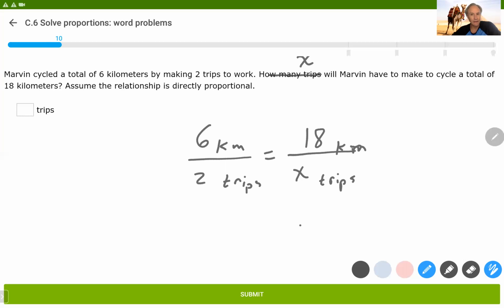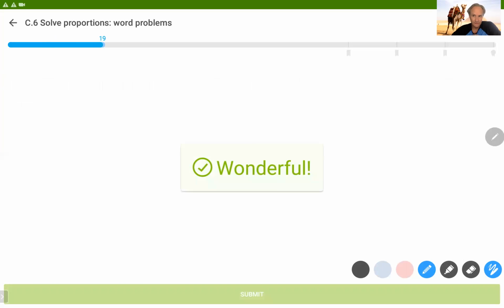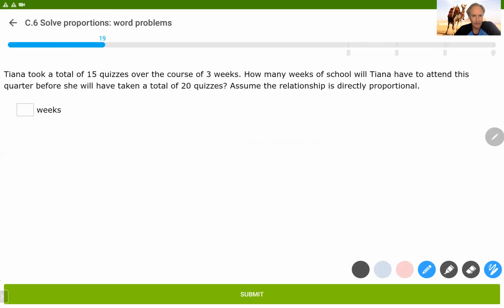Here's a shortcut if you see it right away. 6 times 3 is 18. I'm going to put parentheses instead of an X. And 2 times 3 is 6. So this is 6 trips. We could have just as easily cross-multiplied and solved for our X.